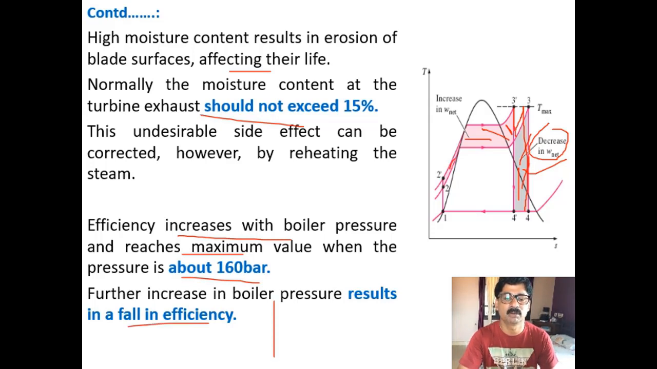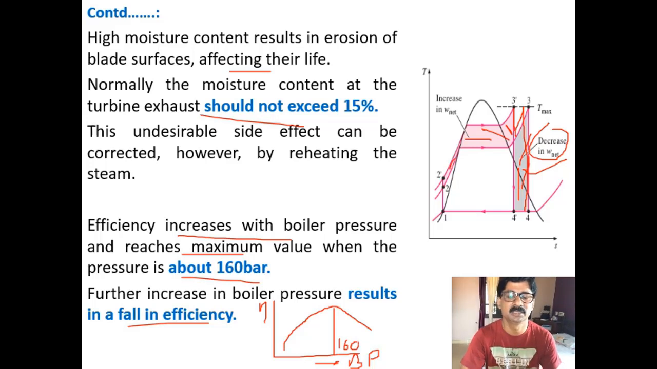That means if you plot, actually here there is no diagram, if I can show here, it increases and further decreases. So here I am plotting boiler pressure, and this side is the efficiency. According to the available literature, up to 160 bar pressure, so this is 160 bar pressure here, the efficiency increases, and further it decreases, as you can see from the diagram. So this is the efficiency versus boiler pressure diagram.